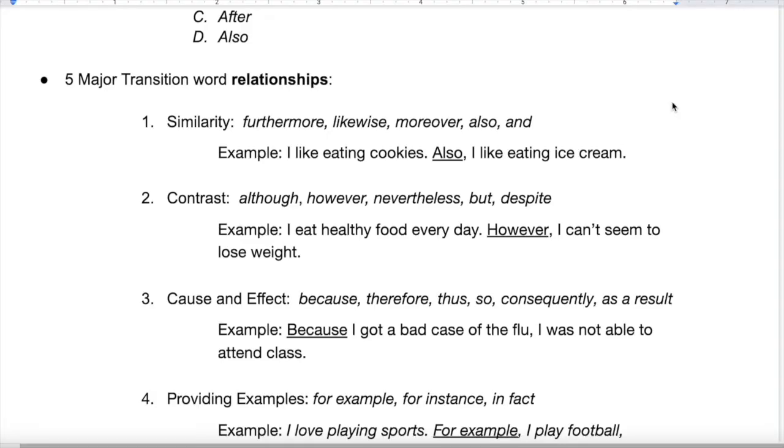I eat healthy. Yeah, I see it. You're eating healthy food every day. You'd think you'd be losing weight, right? You would think. But apparently this person is eating healthy food every day, but I can't seem to lose weight. It's surprising or unusual if you're eating healthy food every day and trying to lose weight, right? So use a contrast transition word.